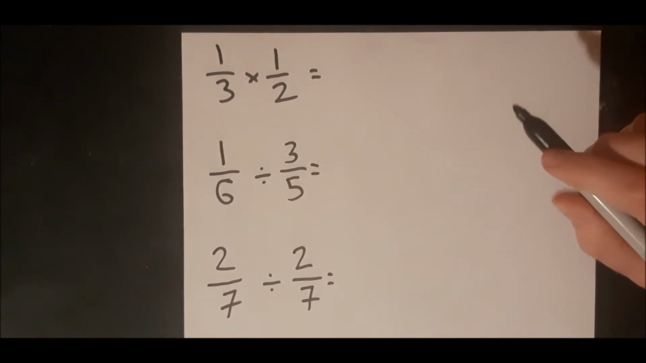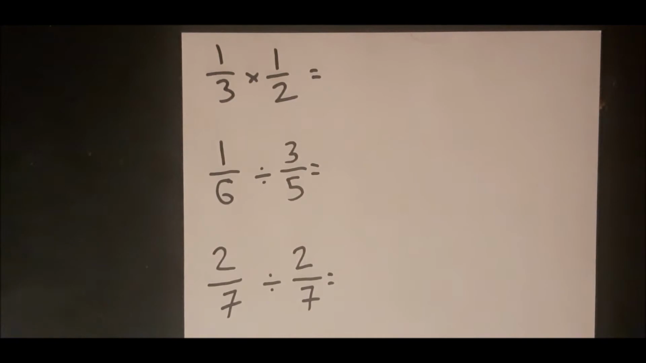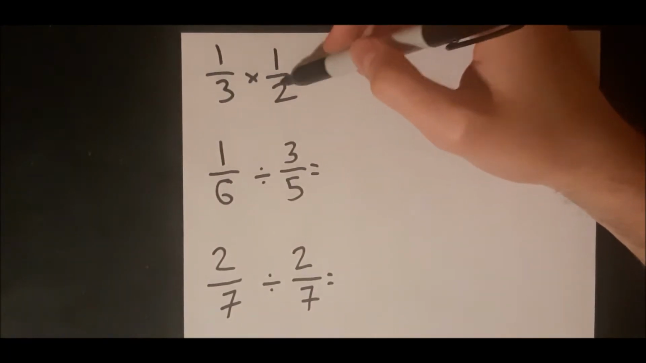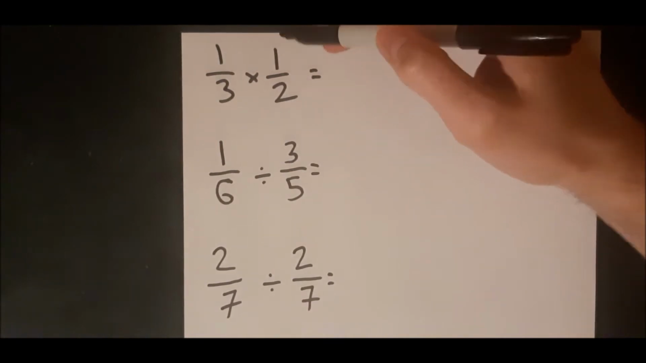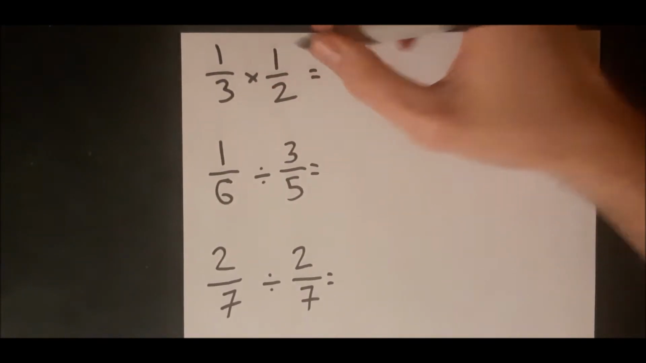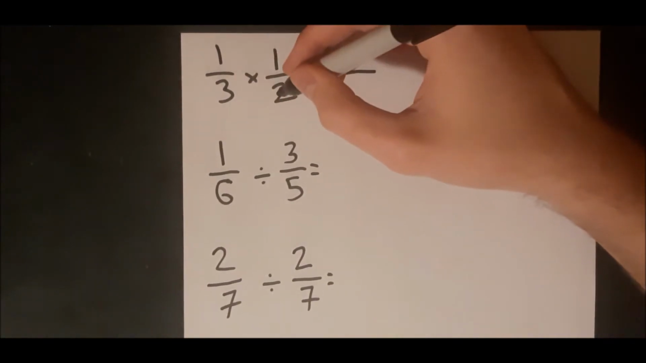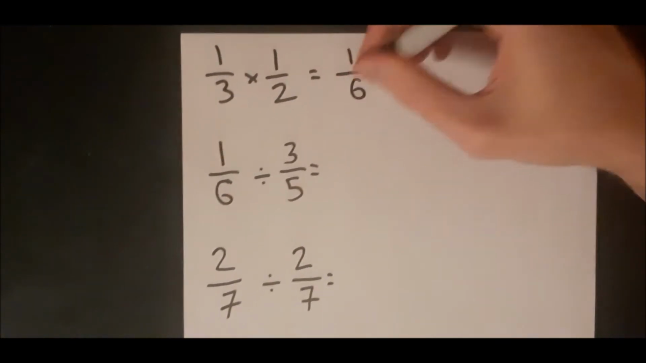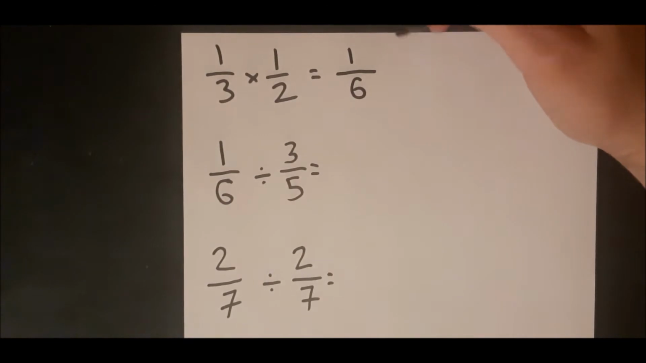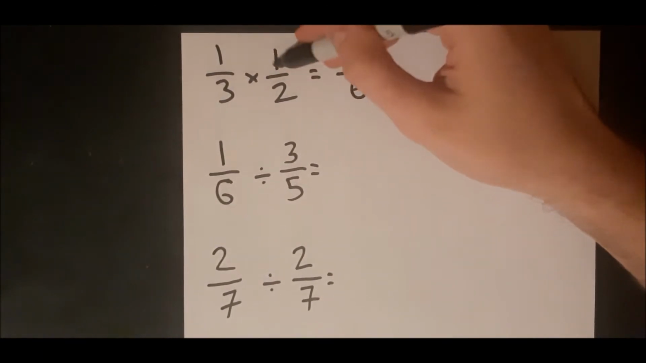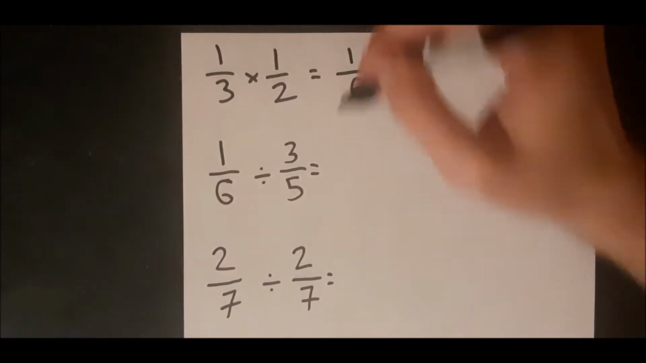Okay, so multiplying fractions is actually pretty simple. We've got 1 over 3 times 1 over 2. All we do is we multiply the top numbers. So here we have 1 times 1 gives us 1, and on the bottom we have 3 times 2 gives us 6. So we get an answer of 1 over 6. Really simple, right? Just multiply the top and multiply the bottom.